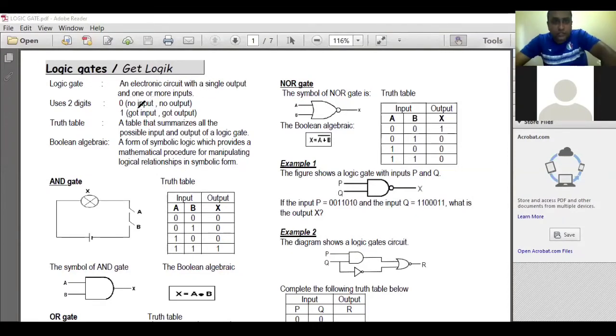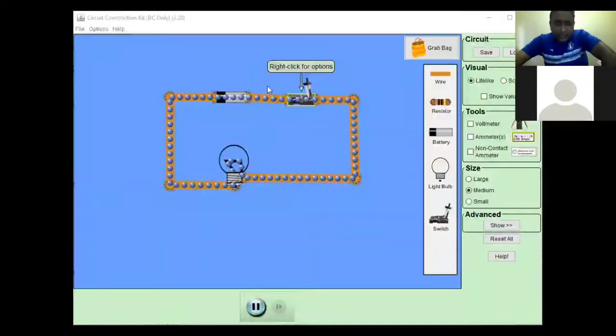And then in logic gate, we use 2 digits to express a situation, which are 0 and 1. So 0 means no input, no output. 1 means you have input or you have output. Now the simplest example, let's say you have an electrical circuit like this. What will be the input? The input in this case will be the switch. Whereas the bulb will become the output.